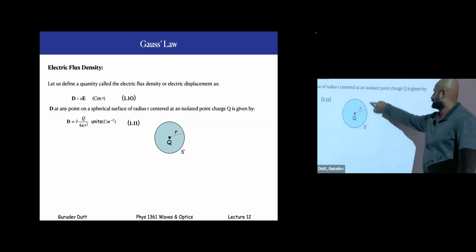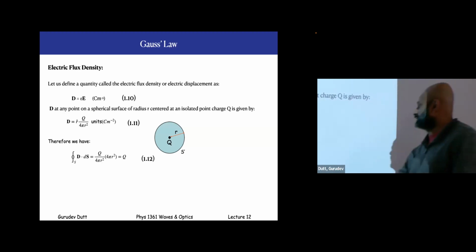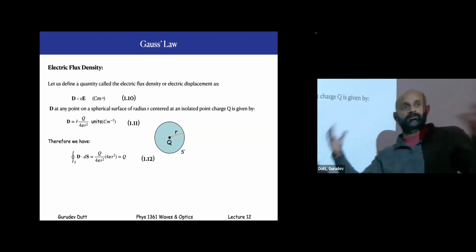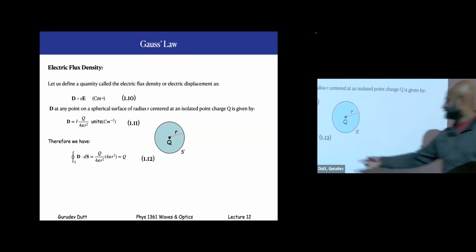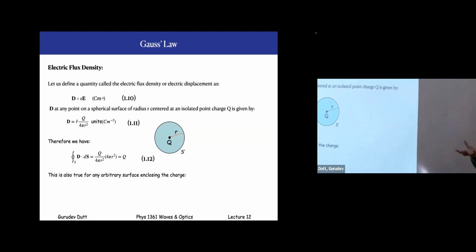There's an isolated point charge, and then I take a spherical surface of radius r, which is centered on that charge. Therefore, we can write that the integral of D on that spherical surface, which is the flux, D dot dS, the number of flux lines that are emerging from that surface or going into the surface, that's the sum of all the flux lines. Then that's equal to Q divided by 4 pi r squared times the surface area, because the electric displacement is constant all along this surface, and it's pointing outward from this isolated point charge. So we get Q, and this is true for any surface enclosing the charge.